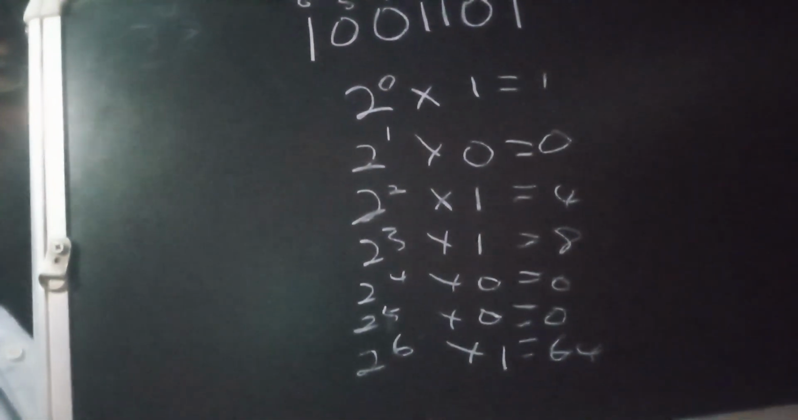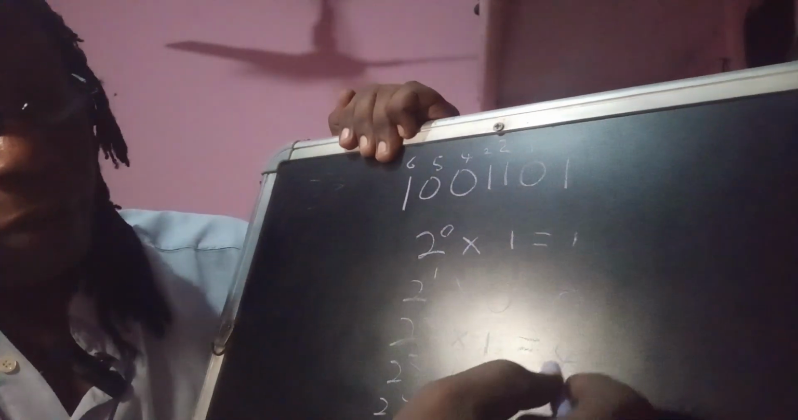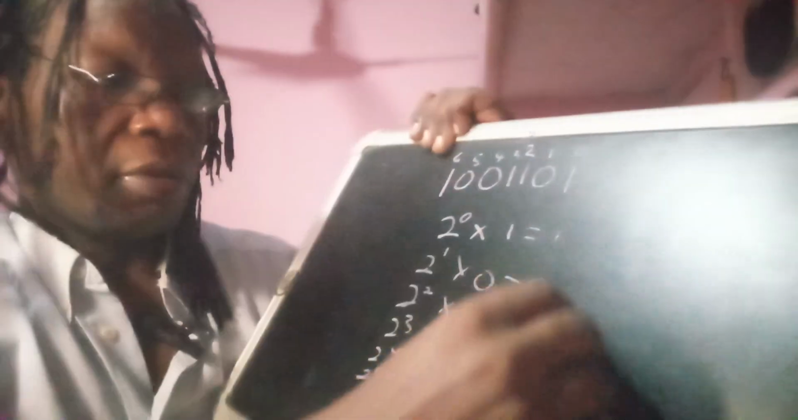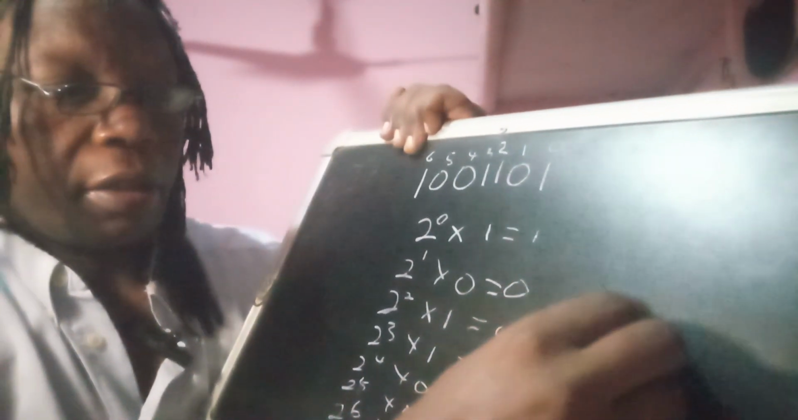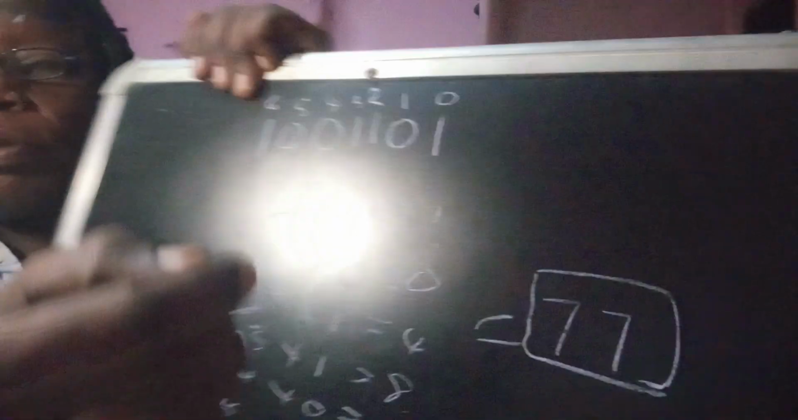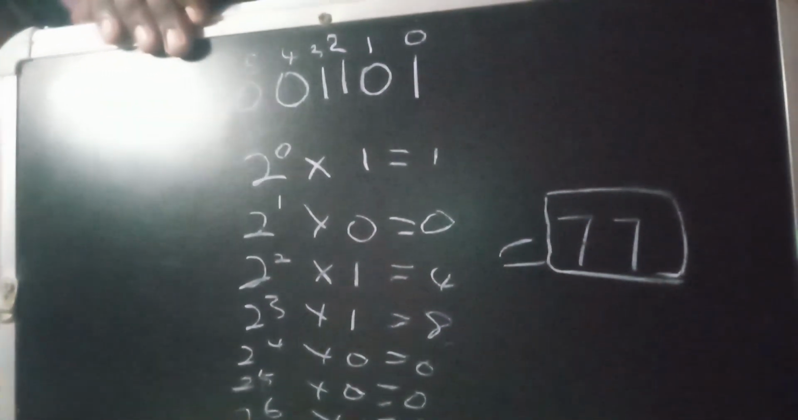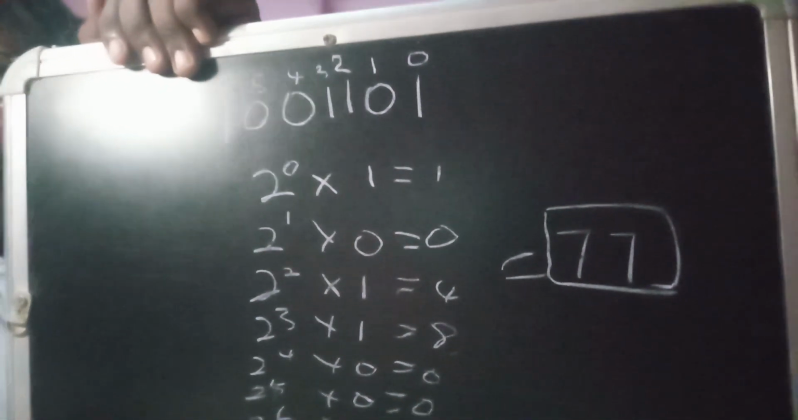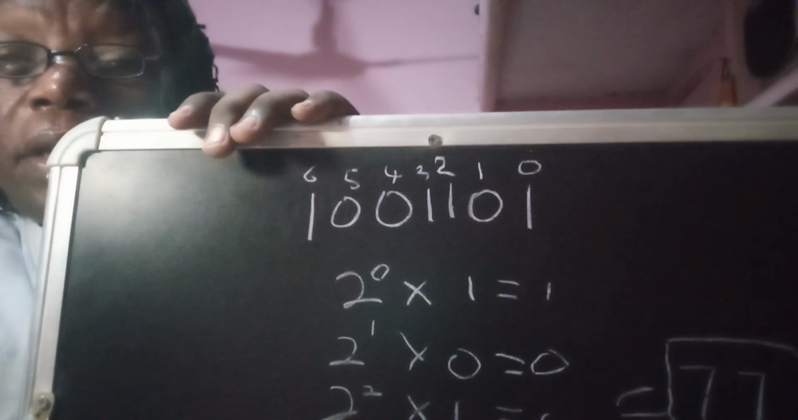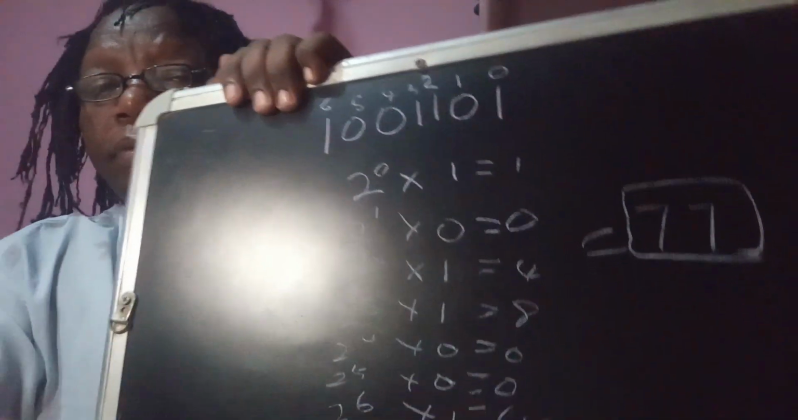So what we do now is add them up. When you add these up, this is 5, 13, plus this will result to 77 in decimal. So you have converted 1001101 in binary to decimal, which has given you 77.